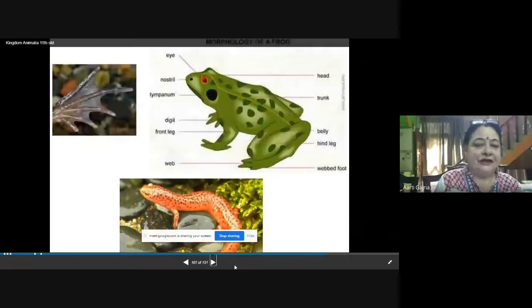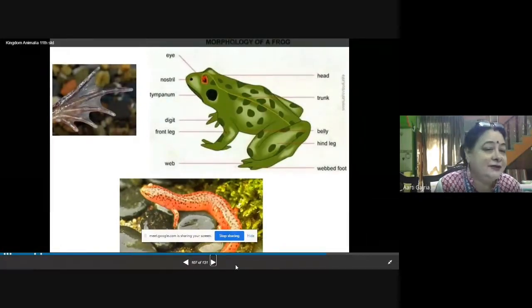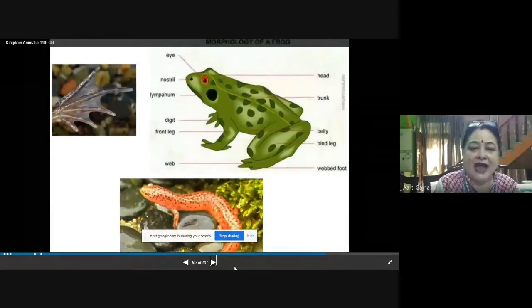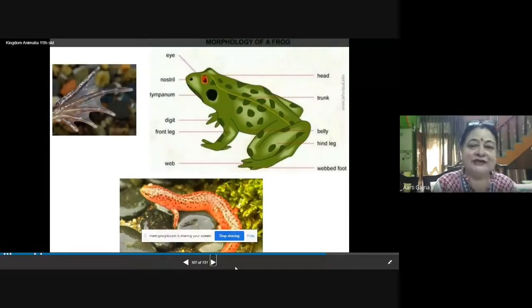So these are the organisms of this phylum. First of all, you can see the webs in the digits. So that helps in the swimming. Then you will see tympanum. So tympanum is there, that is the ear opening. Then they have forelimbs and hind limbs. The body is divided into head, trunk, and tail. Tail is not necessarily present in all the organisms. Few will have tail. So the frog is one example, and salamander is another example. So here we are seeing the pictures of frog and salamander.